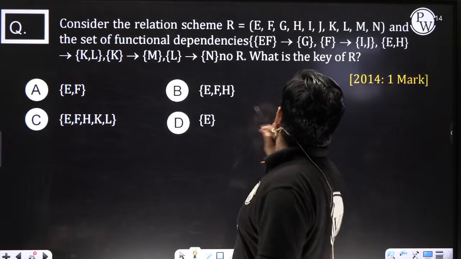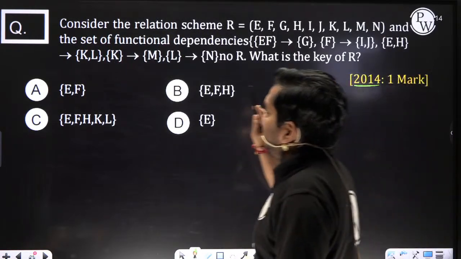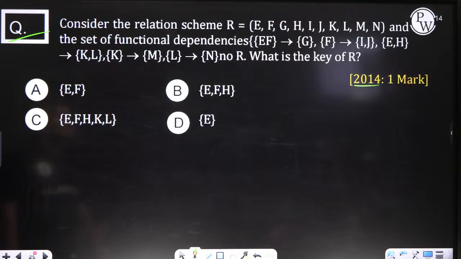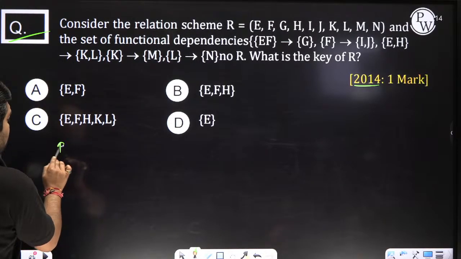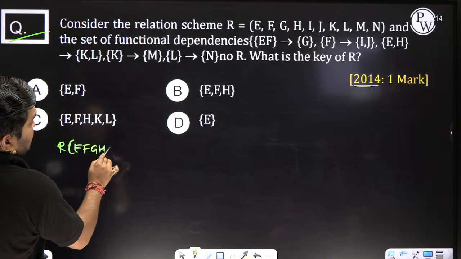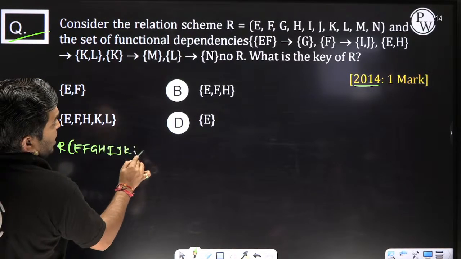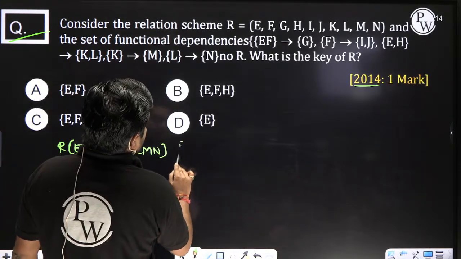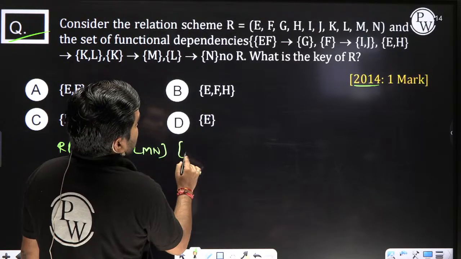Now the next GATE 2014 question. Solve this. What is the key? What are the FDs given? We have a relational schema R in which F, G, H, I, J, K, L, M, N are the attribute set. These are the relational FDs.